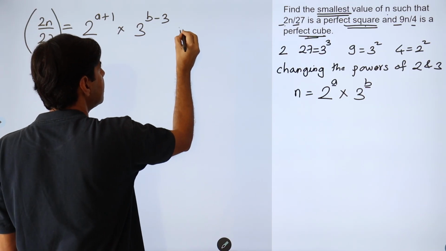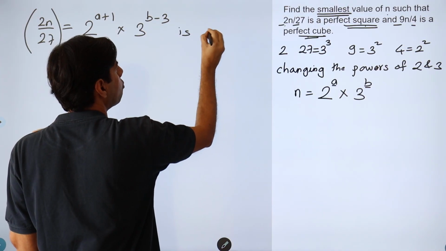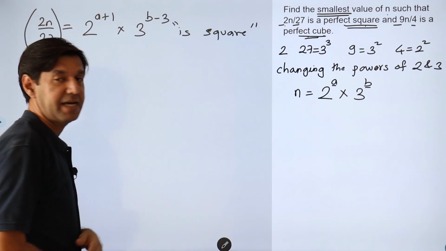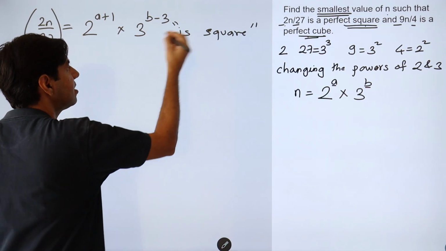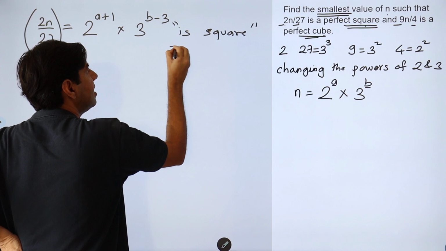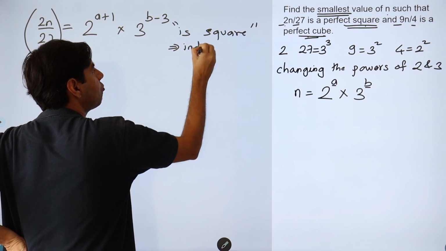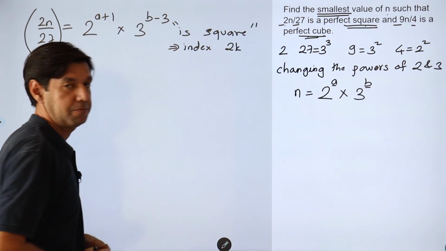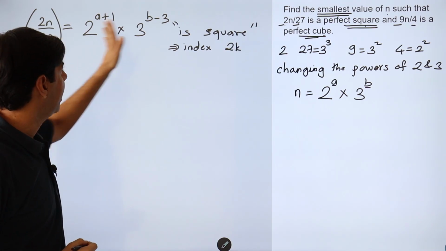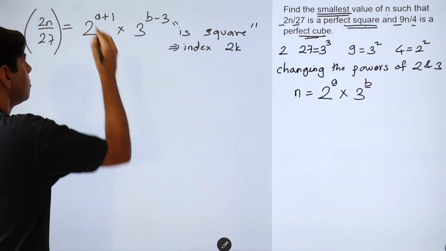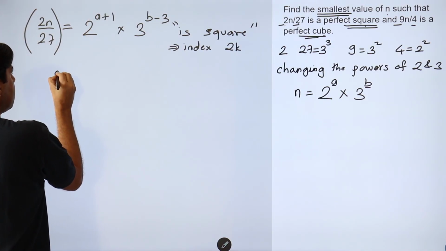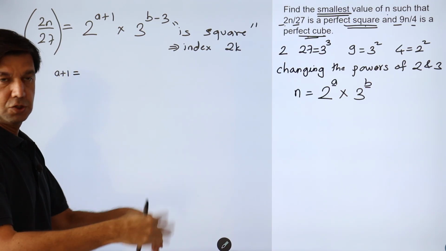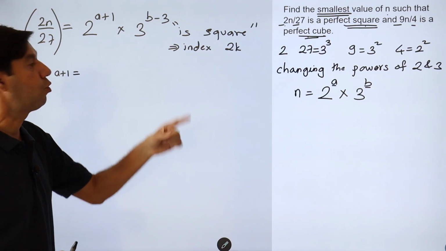And we know that this number is given to be a square. If it is a square, this is the application part, you need to know that all the indices have to be of the form multiple of 2. That is the time it is going to be a perfect square. So our next step is going to be, so a plus 1. Now this is a plus 1, so this whole number will definitely be more than 1.